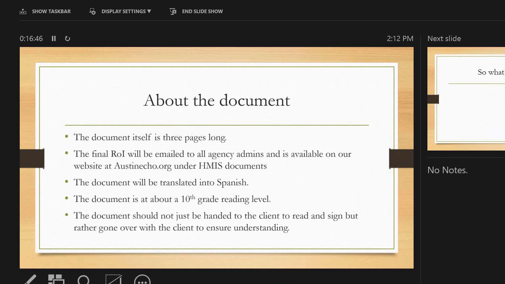And just a reminder that even though this ROI was designed with client-friendly language in mind, an ROI should still be explained to a client by a staff member and not just handed to them with the expectation that they read it over. Even though we feel most clients would be able to read this form and understand it intuitively, we want a staff member to be actively explaining what all these different policies, procedures, and implications are.